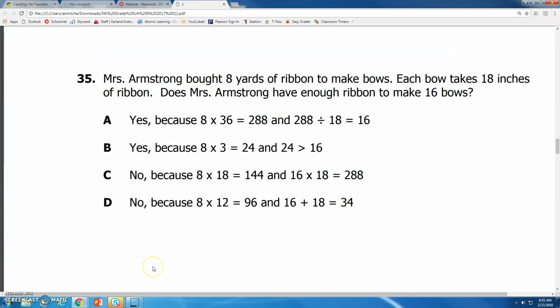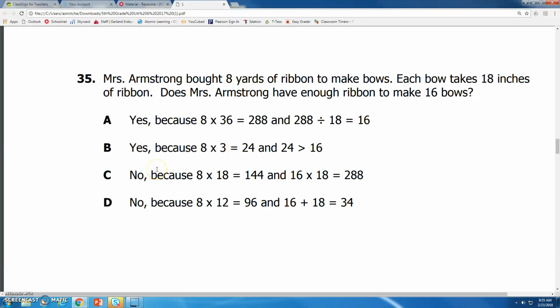35. Mrs. Armstrong bought 8 yards of ribbon to make bows. Each bow takes 18 inches of ribbon. Does Mrs. Armstrong have enough ribbon to make 16 bows? Is it A? Yes, because 8 times 36 is 288. If I take 288 and divide by 18, it equals 16.